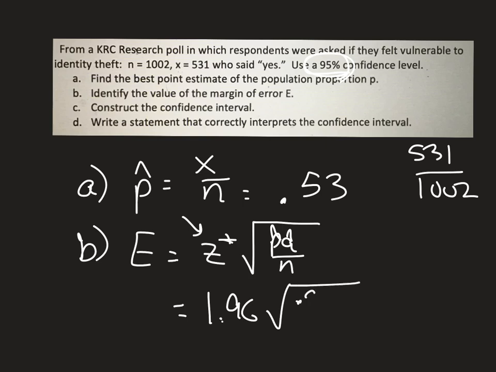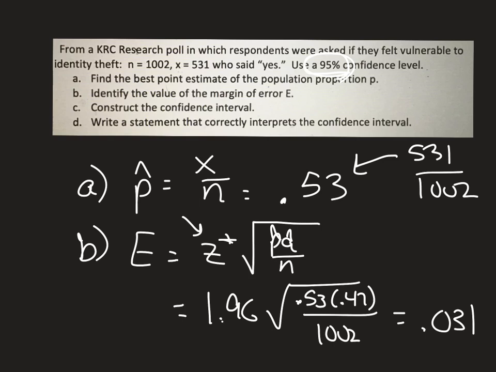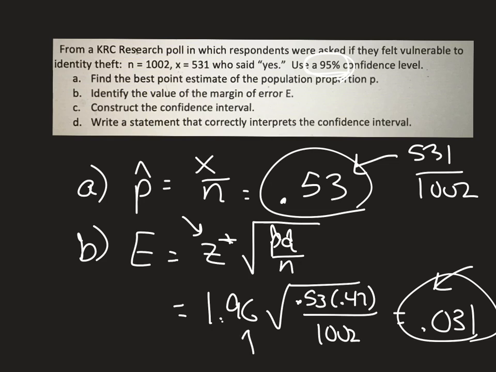All right, my p hat is 0.53, which means my q hat is 0.47. My n is 1,002. So I'm going to punch that straight in my calculator. And I get 0.031 when I punch that in. So those are your main calculations you're going to have to do. You're going to have to find your p hat, if they don't tell it to you, and you got to find your margin of error. You got to find your E. Those are the two numbers you need to do part C, which is your confidence interval. Those are the only two numbers you need. You got to find p hat. You got to find your margin of error. But don't forget how we did that. Got to cut the leftover part in half right there. The 5%, your alpha would be 5%. It's alpha divided by 2, 2.5%.